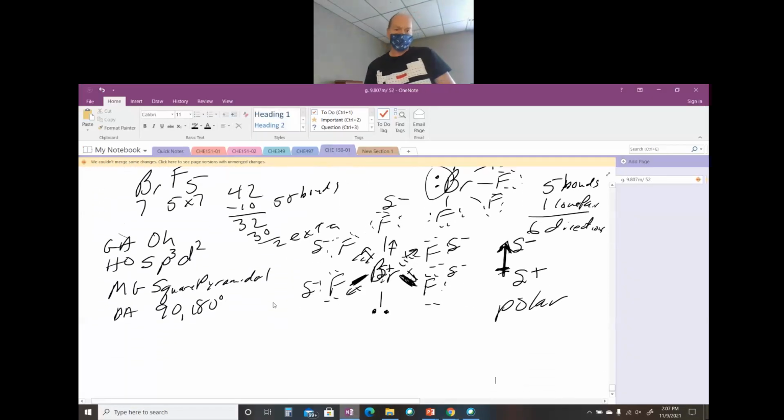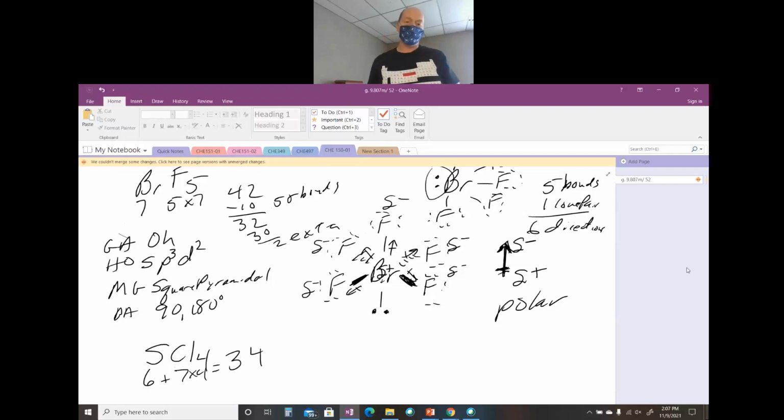All right, SCl4 is the next one. Sulfur is in the same column as oxygen. That is in column number 6. Fluorine, again, is the halogens where they have 7 valence electrons. We add up our 6 plus our 7 times 4. You get 34 valence electrons.